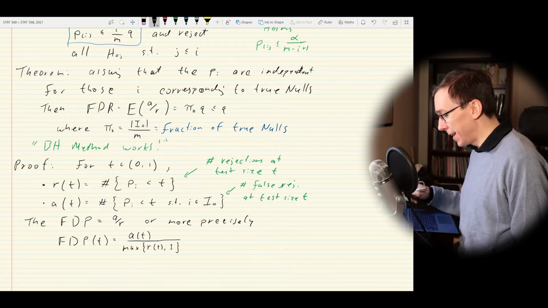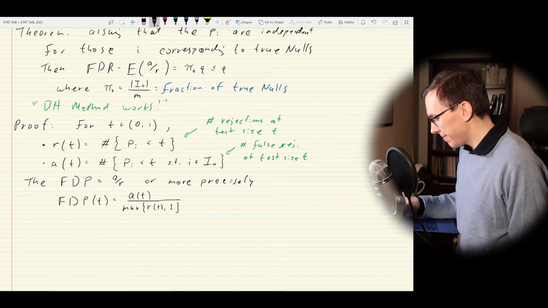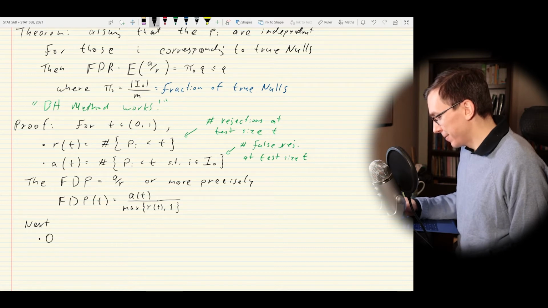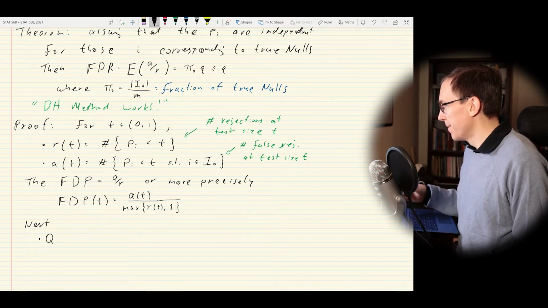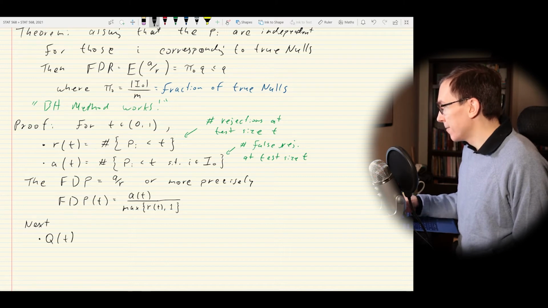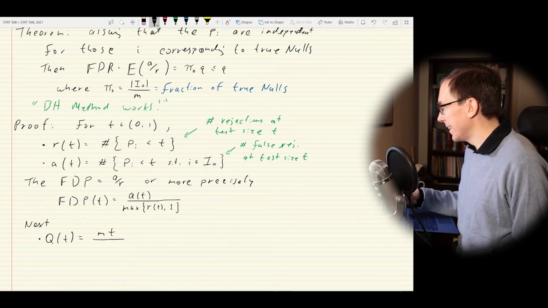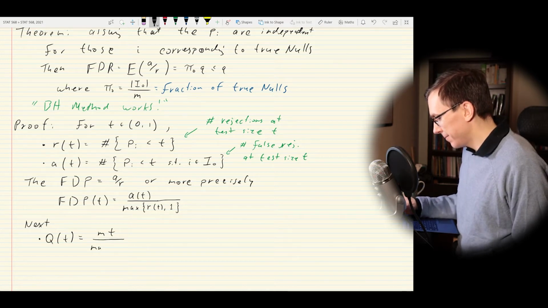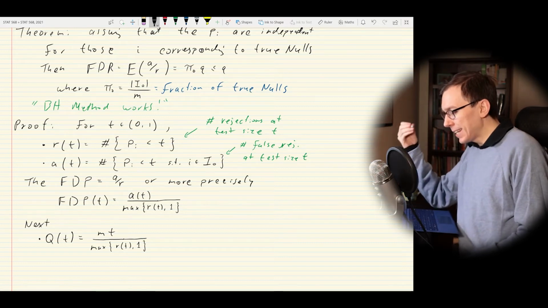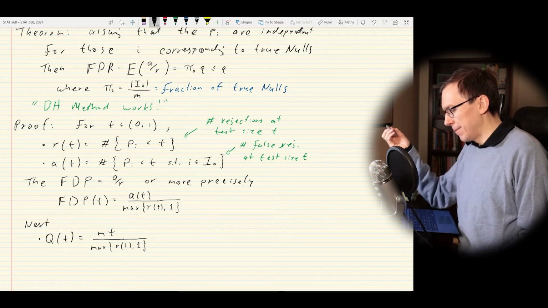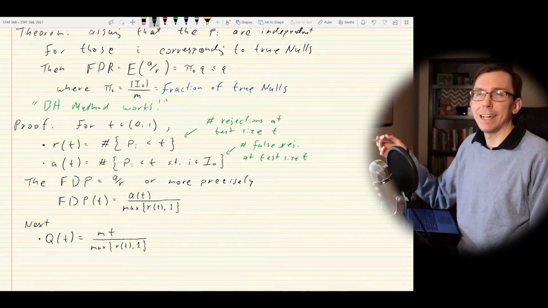Now, we're going to have to define more stuff. So next, we define Q. What's capital Q? Well, capital Q of T is going to be M times T divided by the max of R of T and 1. Something that looks like that again, just so that the denominator is never 0. Now, what is M times T?